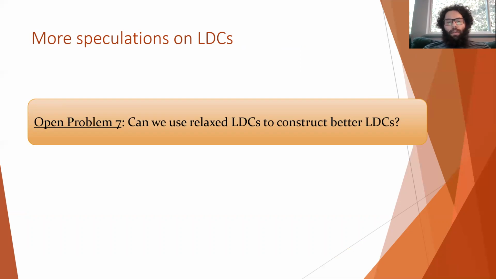And maybe the last problem I will mention, this is sort of speculation, but anyway. We said that the best constructions of locally decodable codes have only slightly sub-exponential length, so they have super polynomial length. The question is, can we use RLDCs to construct better LDCs? We know how to construct short RLDCs, and there is a significant difference.